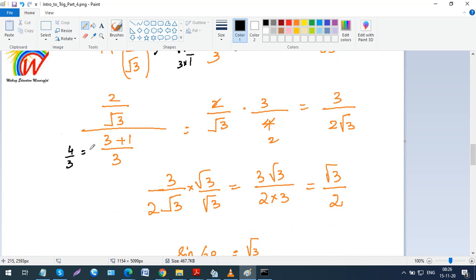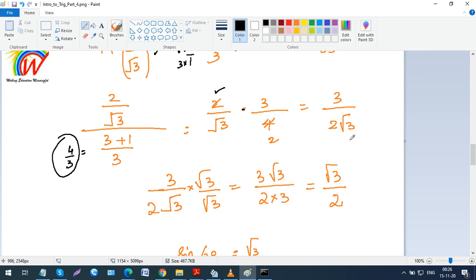So when you have something like this, how do you divide a rational number? The numerator is written as it is, and you put a multiplication sign and you reciprocate the denominator. So 4 by 3 becomes 3 by 4. So now you see, 2 2s are 4, so you get 3 by 2 root 3.